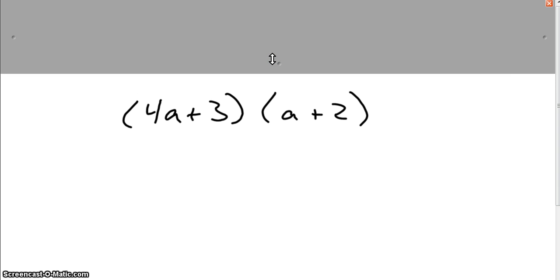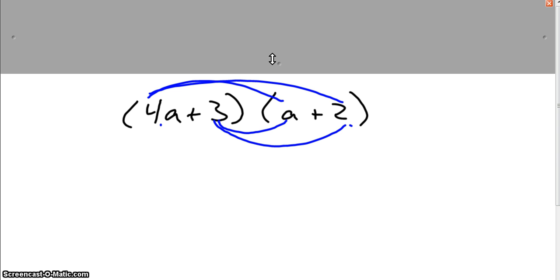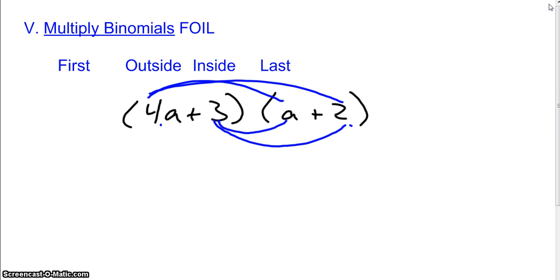There's a little acronym that we use. Do you remember the acronym? Anybody? Lauren, say it loud. FOIL. Okay? And that's because we multiply the first terms together and then the outside terms. So these two terms are considered the outside of the pair of binomials, right? And then we do the inside terms that are closest and the two last terms. So the acronym that we use for multiplying two binomials is FOIL.